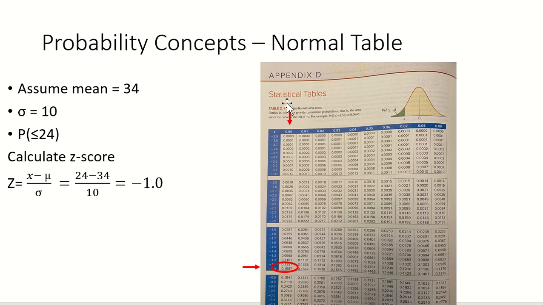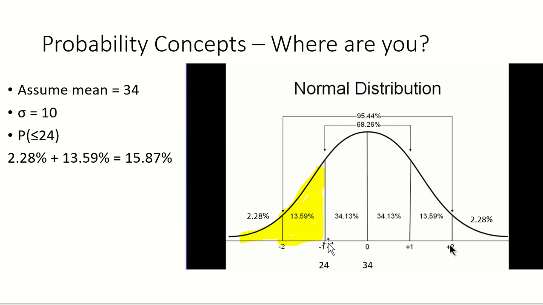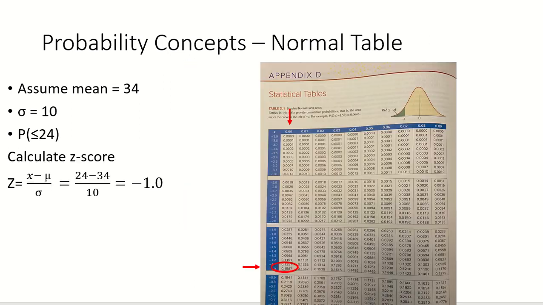If I go to the z-table or normal table in the back of the book and I look up minus 1.00, that is 15.87%. Well, that's exactly what we calculated here, but you can now see that I have a table that if I can calculate a z-value, I can now look up any probability in my z-table, okay?